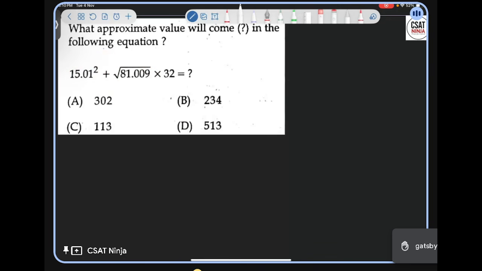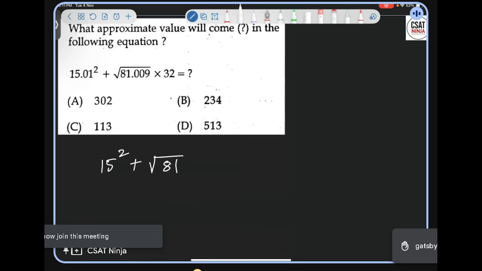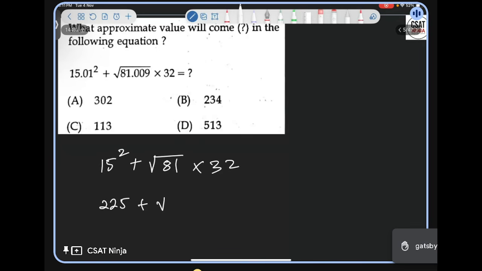So in place of 15.01, I'll just use 15 there, because we are just asked to find the approximate value. Plus root over, in place of 81.009, I'll just write root over 81 only, into 32. Let's find this value. 15 square is how much? 225 plus root over 81. Can I write this as 9 into 9, or directly write root over 81 is 9? Because root over 81 is nothing but root over 9 into 9.